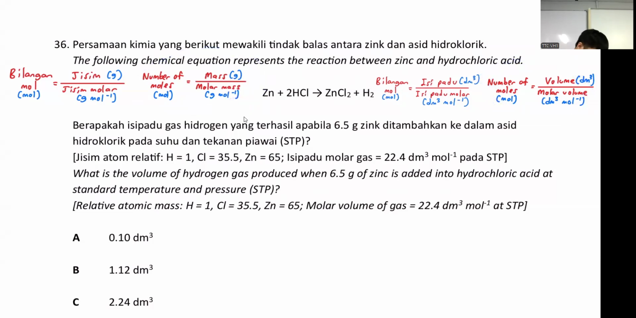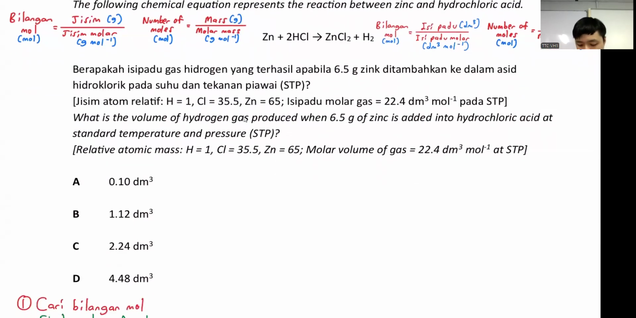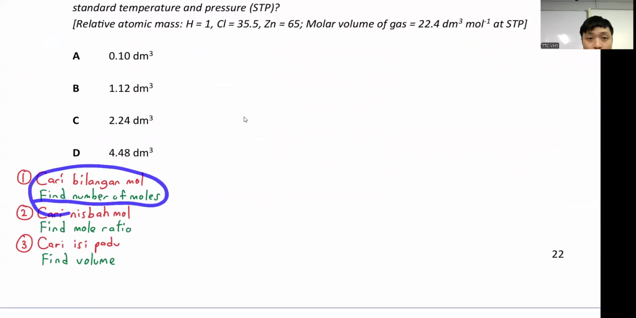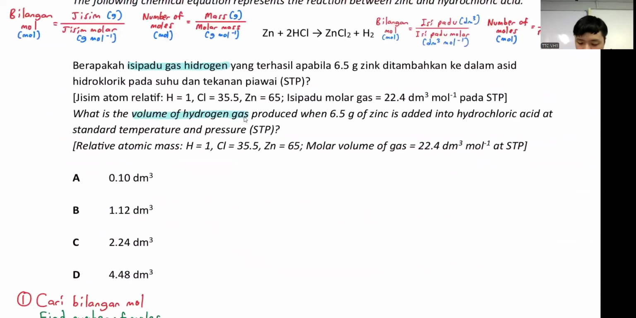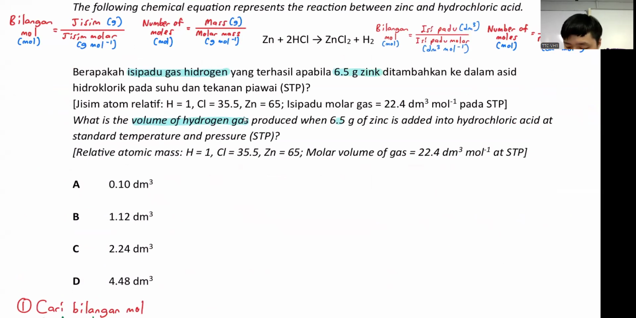So in this case, first, always find number of mole. Second, find the ratio. Third, find volume. See, in this case, they give you what information and ask you to find what. Be careful, they ask you for volume of hydrogen gas, isi padu gas hidrogen, and then they give you 6.5 grams zinc.